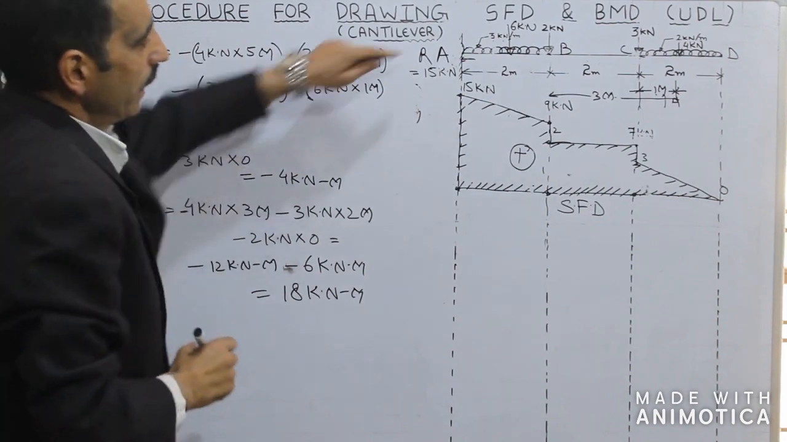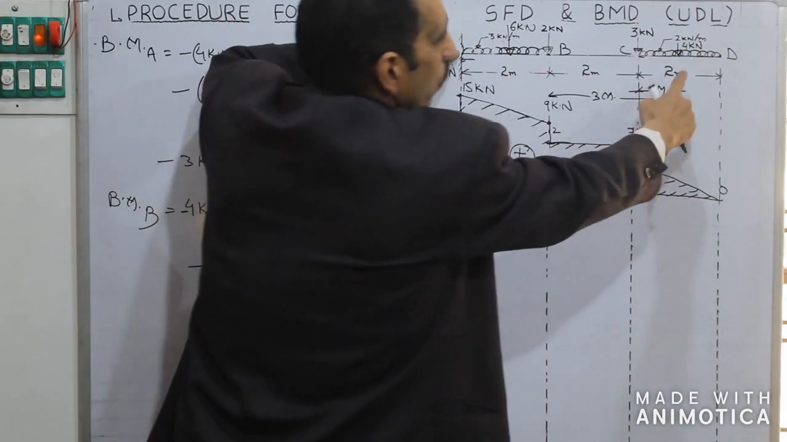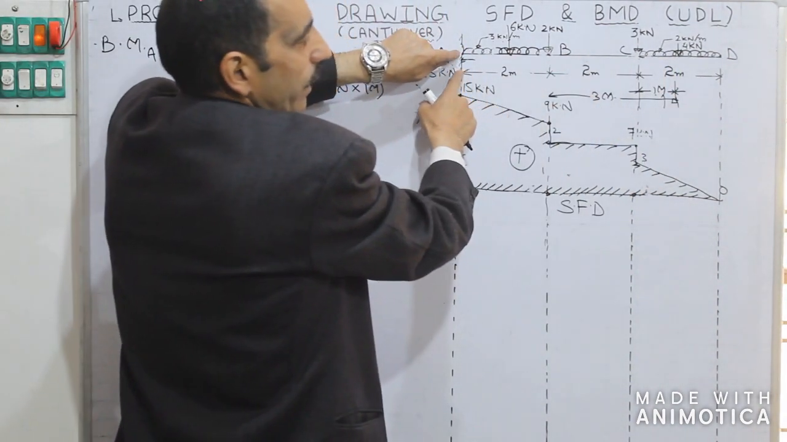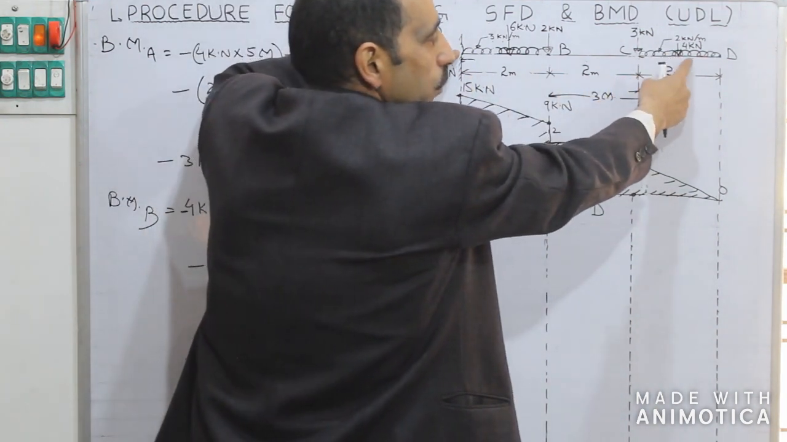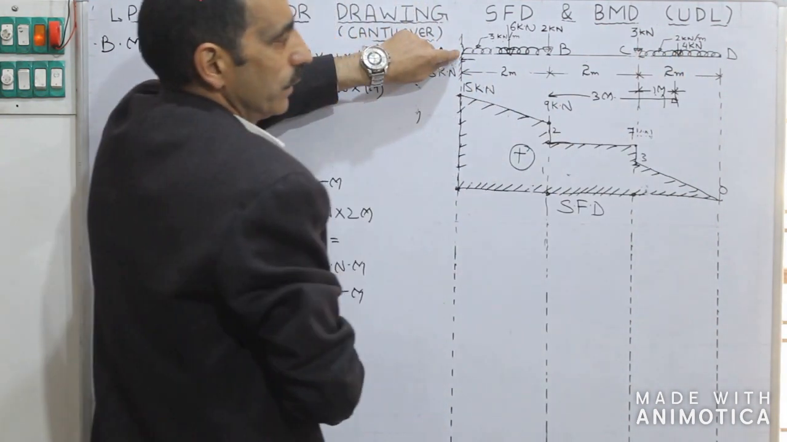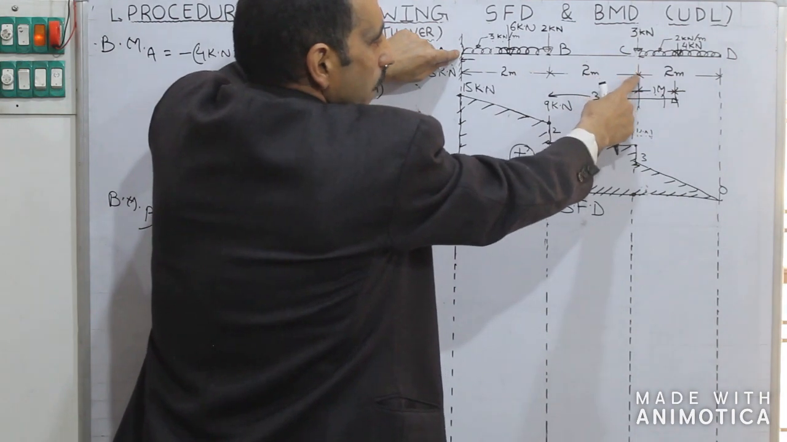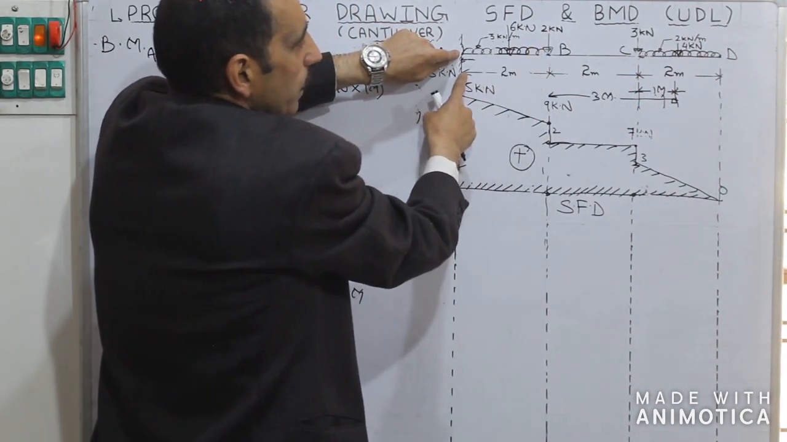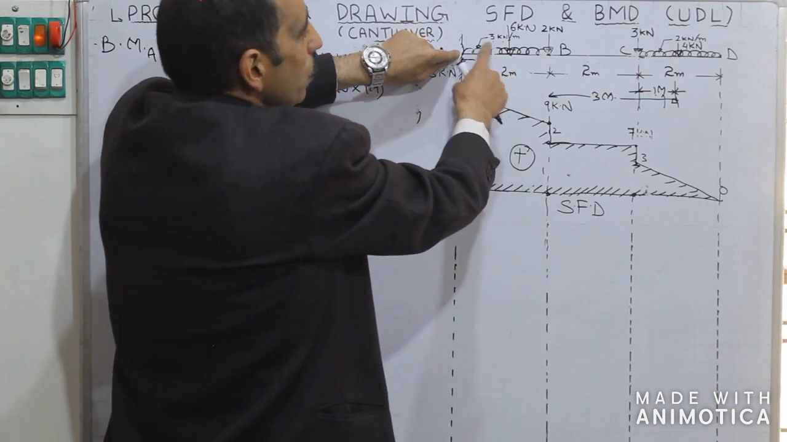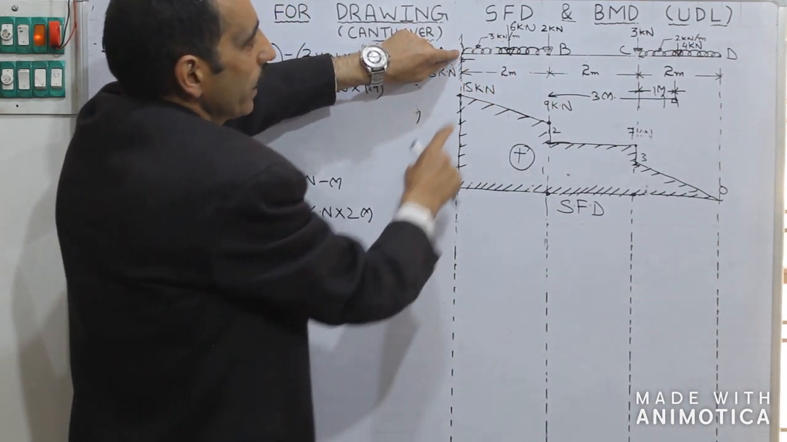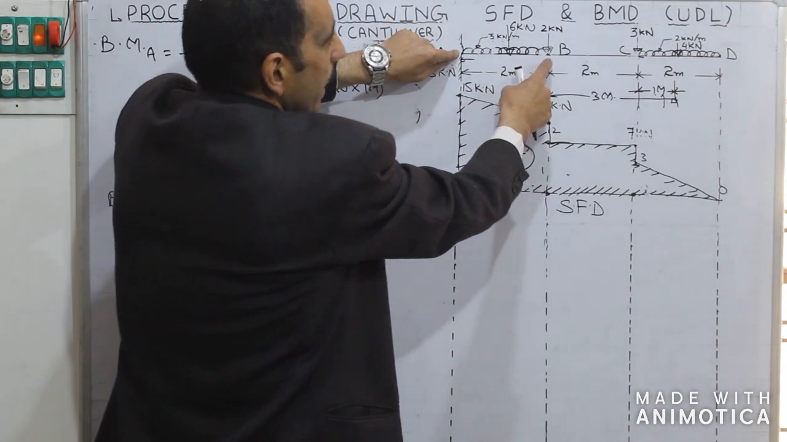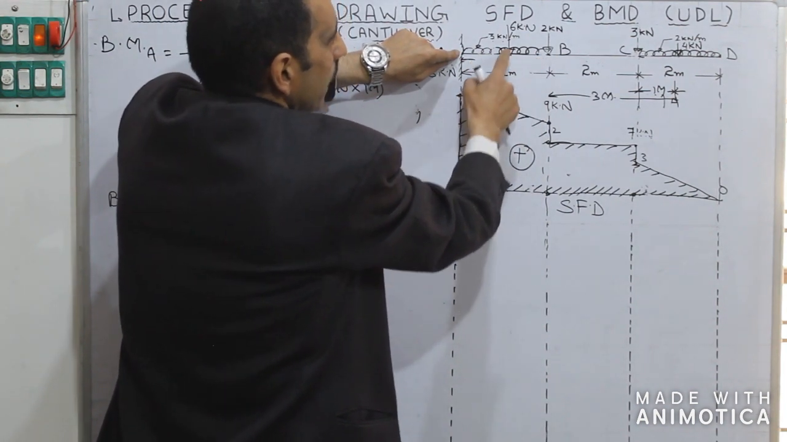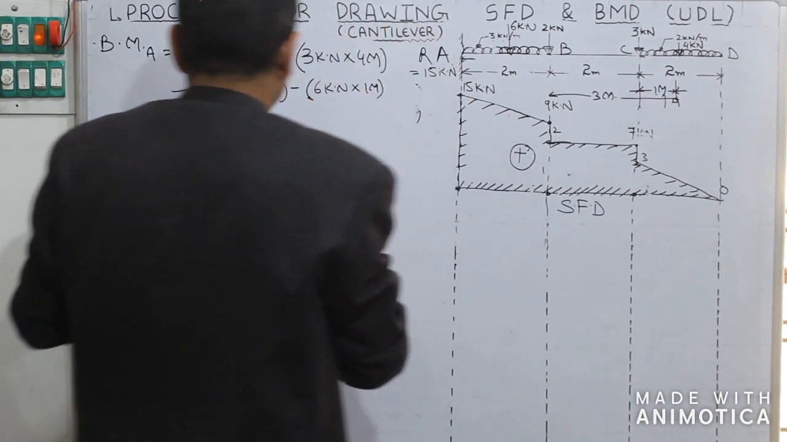Right? Again I will tell you here, 4 kilonewton at a distance of 5. कहाँ से मैंने लाया 4? मैंने यूडीएल को कन्वर्ट किया पॉइंट लोड. दूसरा है 3 किलोन्यूटन, कितना दूर है? 4 मीटर. तीसरा है 2 किलोन्यूटन, कितना दूर है? 2 मीटर. चौथा वाला लोड है, ये यूडीएल था, मैंने यूडीएल को पॉइंट लोड बनाया, ये बन गया 6 किलोन्यूटन. It will act at the center of this portion, that is 6 kilonewton into 1 meter.